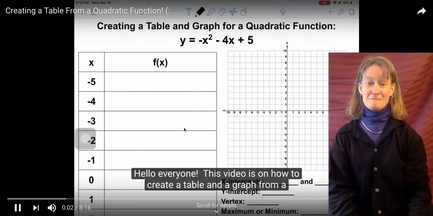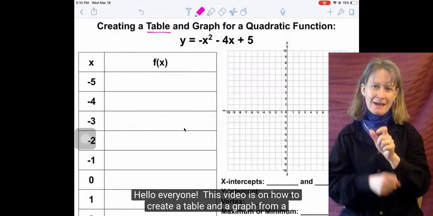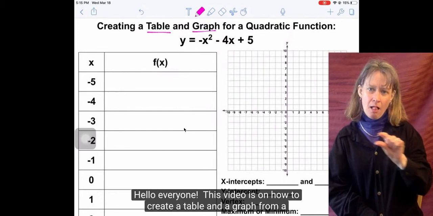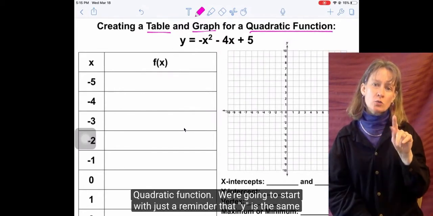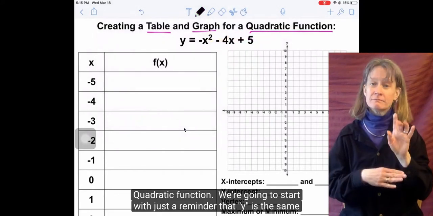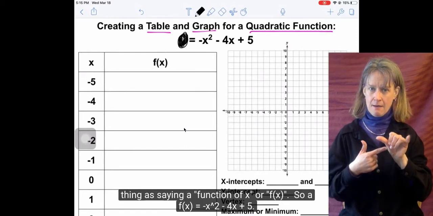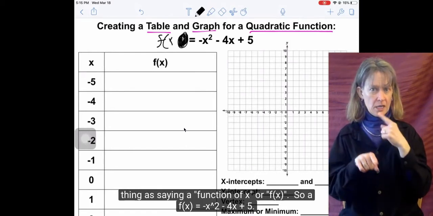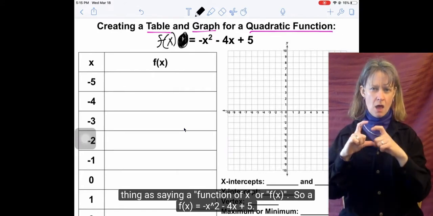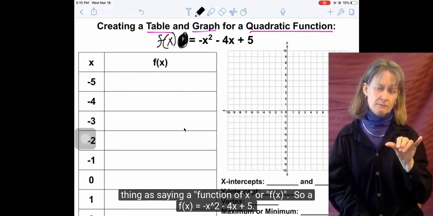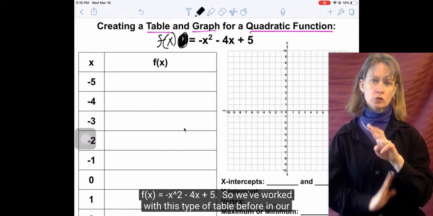Hello everyone, this video is on how to create a table and a graph from a quadratic function. We're going to start with just a reminder that y is the same thing as saying a function of x. So a function of x is equal to negative x squared minus 4x plus 5.